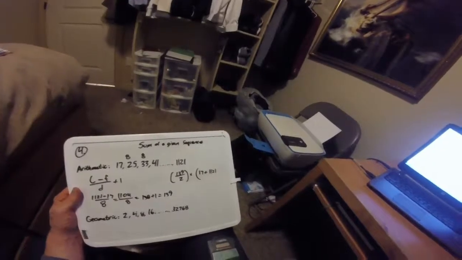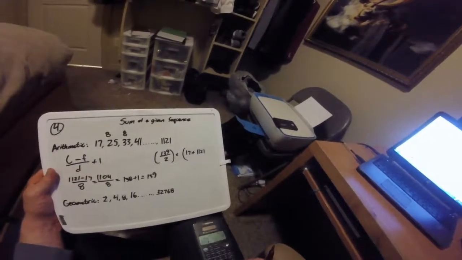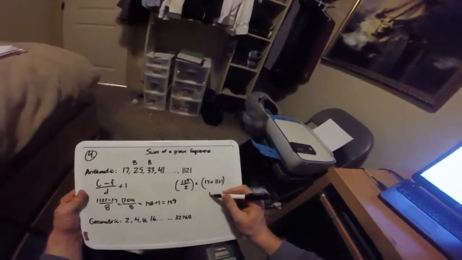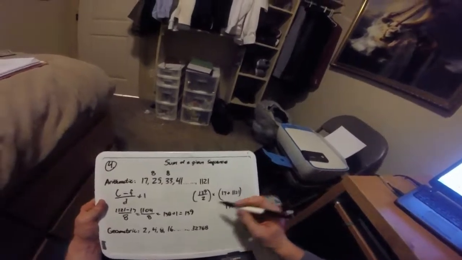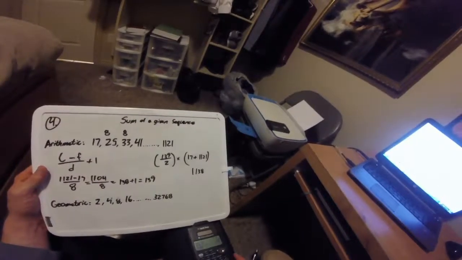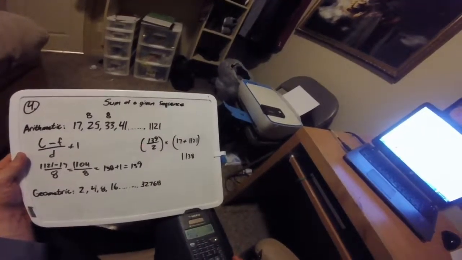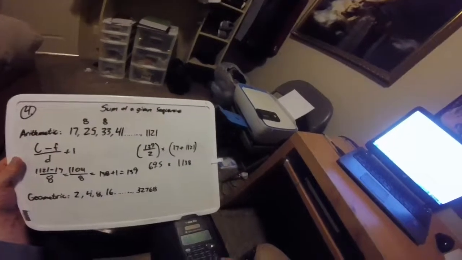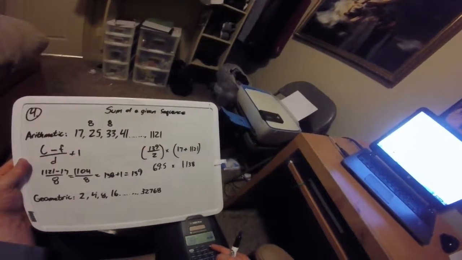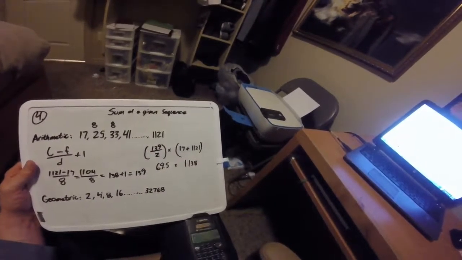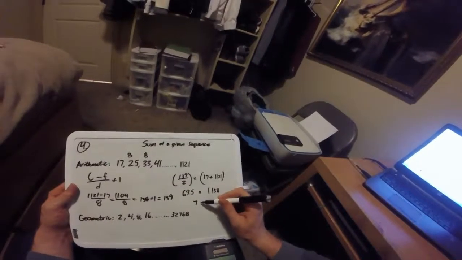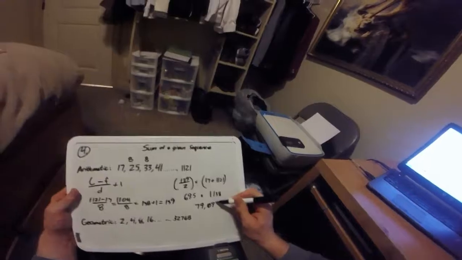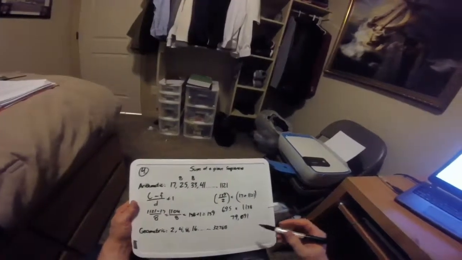1,121. So 1,121 plus 17 equals 1,138. Now 139 divided by 2 gives us 69.5. Now we're going to multiply that by 1,139, and that will give us 79,091 as far as the sum of this given sequence.